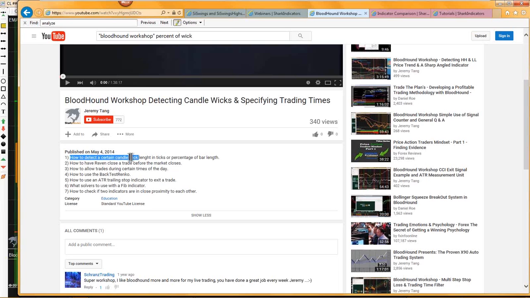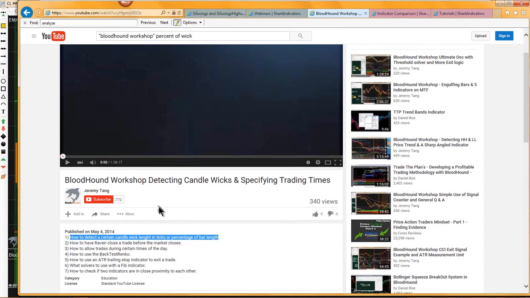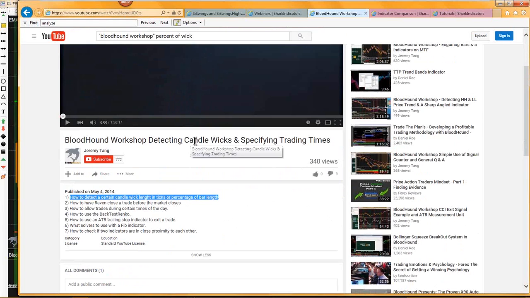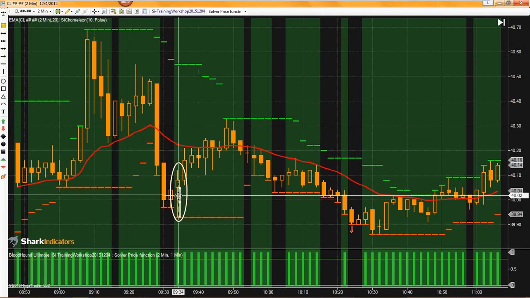So the first topic: how to detect certain candle wicks in ticks or percentage of bar length. So there you go. May 4th, 2014, Terry. This workshop on detecting candle wicks will show you how to at least identify those bars and make things a little easier on you by identifying these long wicks here. And let's see, there was another component to Terry's question. He's using the EMA 20. Terry wants to look for a steep slope in the EMA 20. So that's another component there.